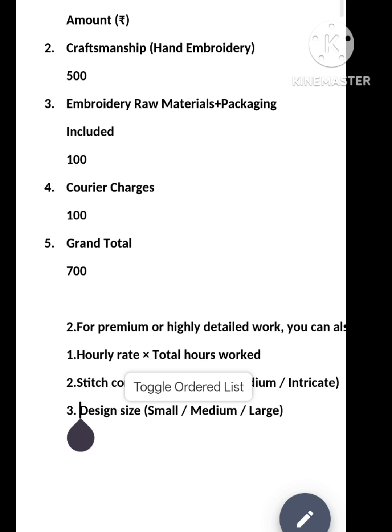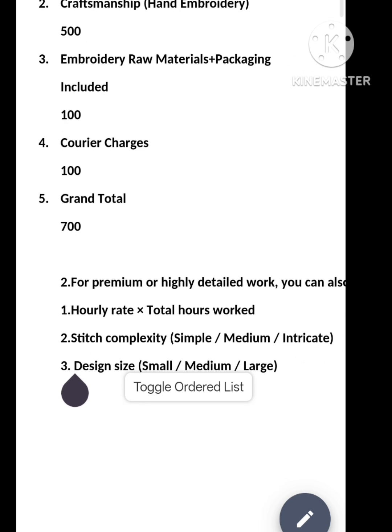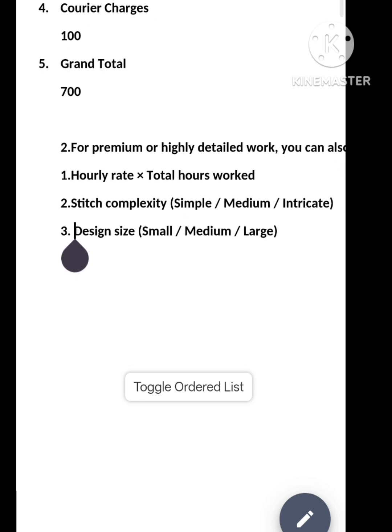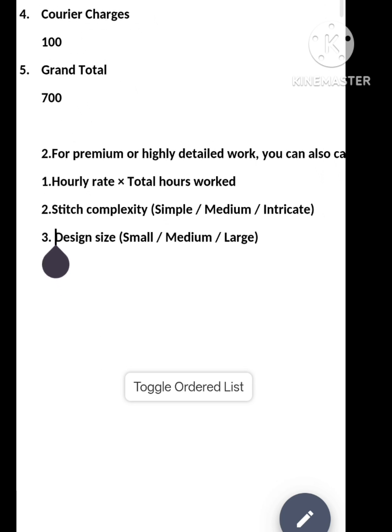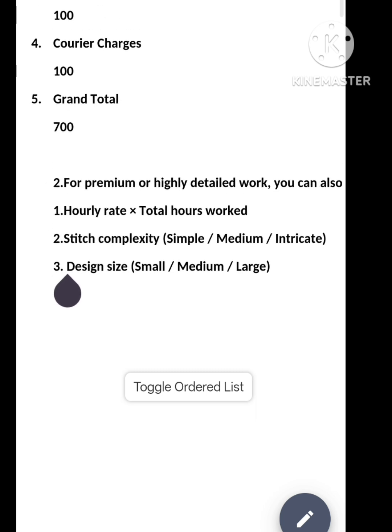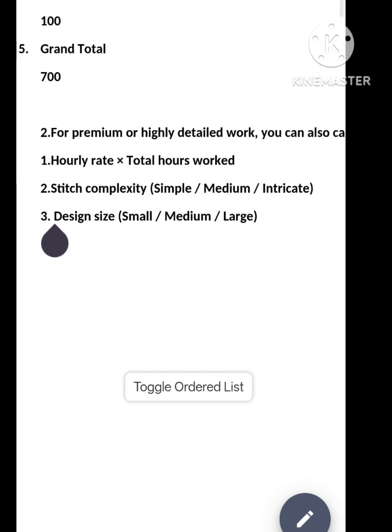So embroidery plus packaging cost inclusive is only ₹100, and courier charge depends on the kilometers, from where you are posting to where it will go. So we are charging, for example, 100 and the grand total becomes 700. So this is just an example for calculating a simple hand embroidered material courier from one city to another city. How you will do the calculation, I have made you understand.